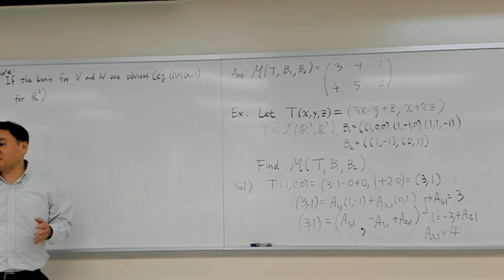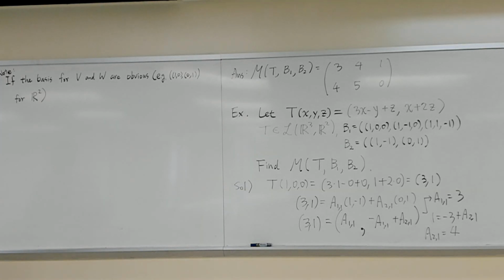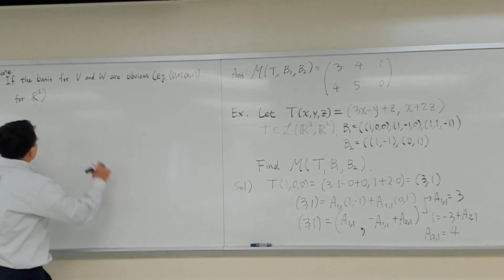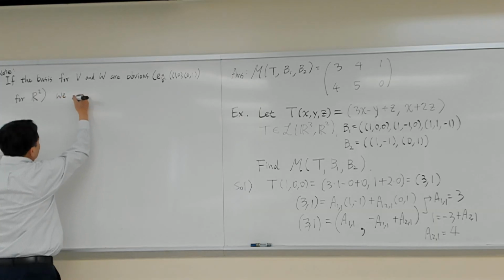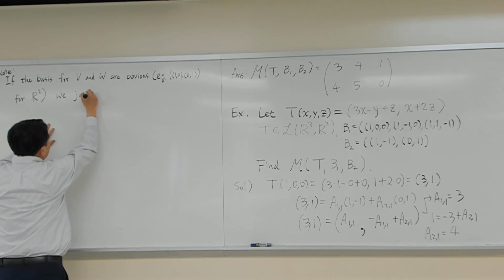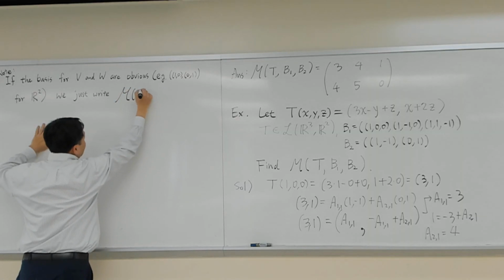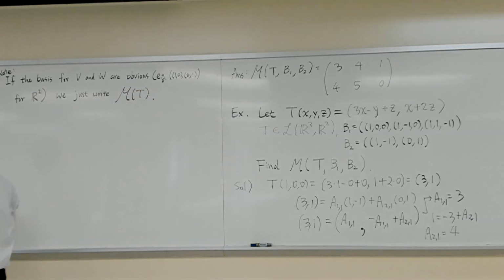So if you have R2, then the first easiest basis you can think of is (1, 0), (0, 1), right? In that case, we just write the matrix of T.